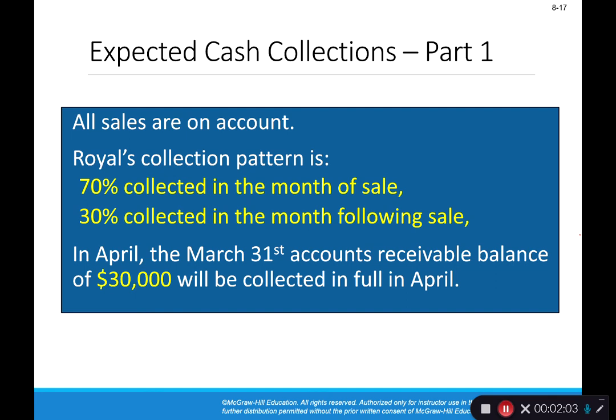Royal's collection pattern is 70% is collected in the month of sale, 30% in the month following. In April, the March 31st accounts receivable balance of $30,000 will be collected in April. So effectively, the March 31st receivable balance would represent the March sales that haven't been collected yet, right? So receivables are what has not been collected, whereas cash collections obviously are what has been collected.